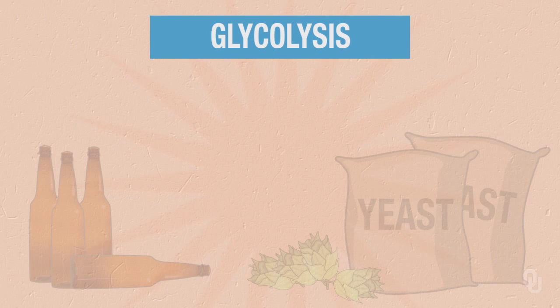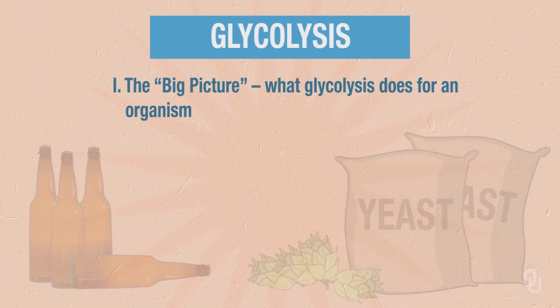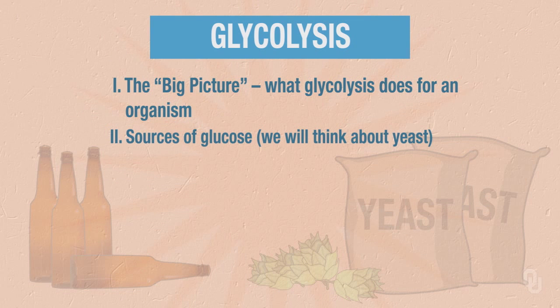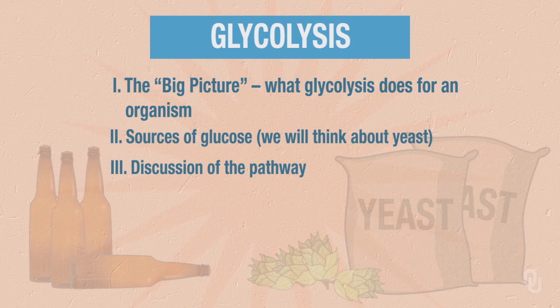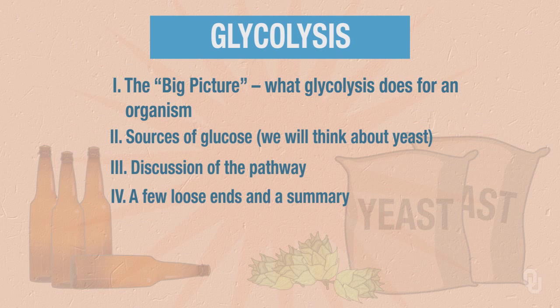To begin our discussion of glycolysis, we'll first of all think about the big picture, and we'll answer the question, what does glycolysis do for an organism? Next, we'll consider sources of glucose, and in particular, we'll be thinking about yeast. Then we'll move on to a discussion of the overall pathway, and then finally, we'll tie up some loose ends and summarize what we've discussed.